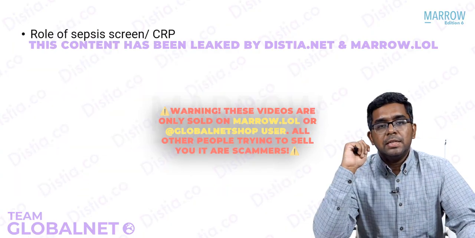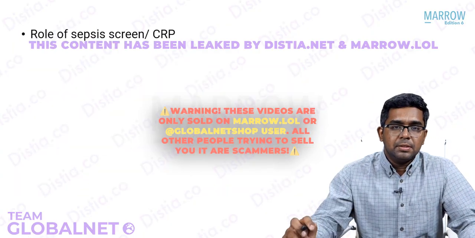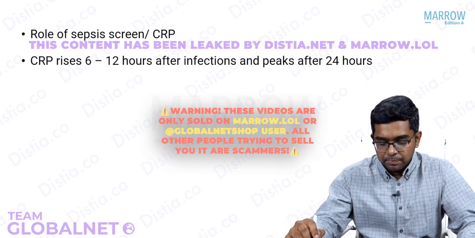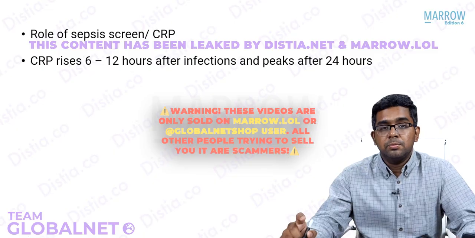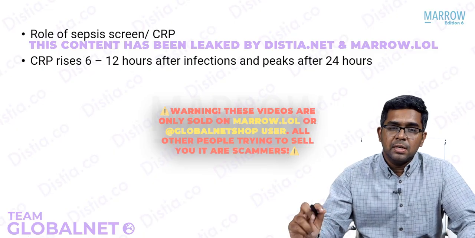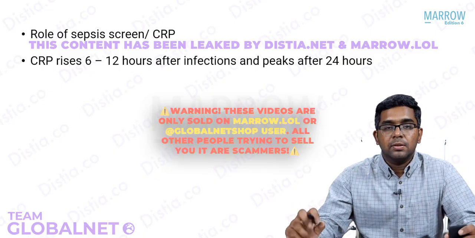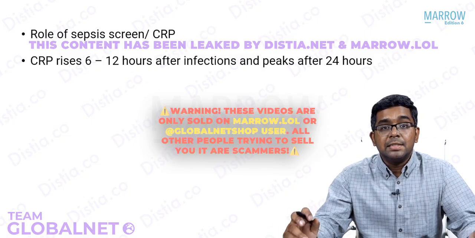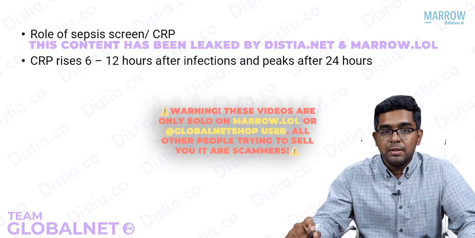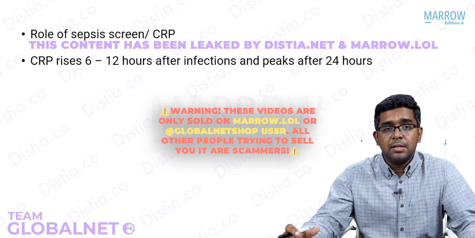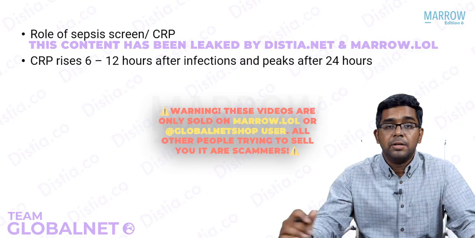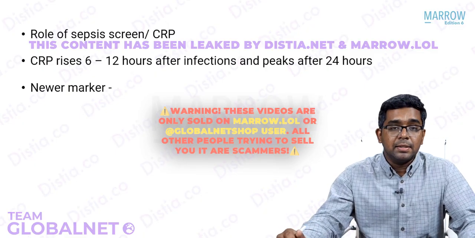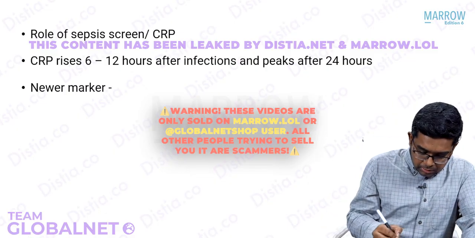Now, talking about C-reactive protein, remember this C-reactive protein rises 6 to 12 hours after infection, and the peak of that C-reactive protein is after 24 hours, which is slightly considered a drawback. Why? Because in the early stage of infection, it is negative. Okay, so that is why we have started looking for new inflammatory markers in systemic infection or neonatal sepsis, and that new marker is procalcitonin.